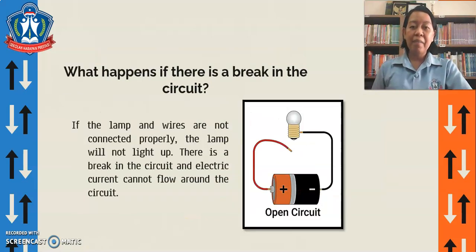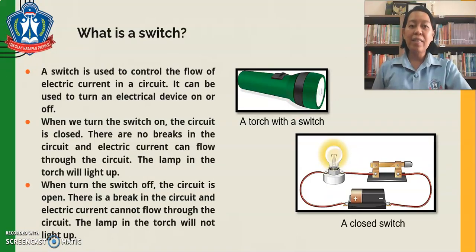Moving on, if the lamp and wires are not connected properly, the lamp will not light up. There is a break in the circuit and electric current cannot flow around the circuit. Let's check the diagram. So this is what we call an open circuit. See here the gap or the break, children. So of course the lamp will not light up.